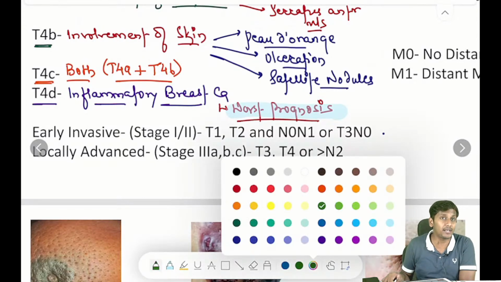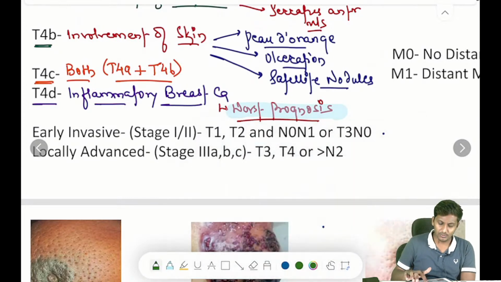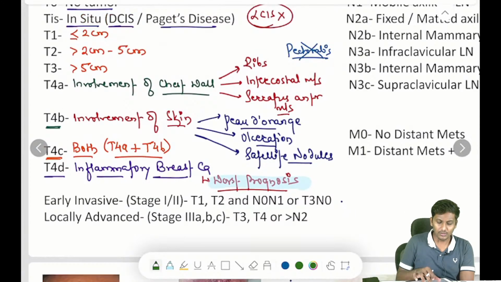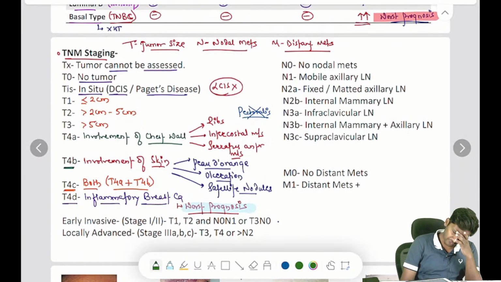And in inflammatory breast cancer we can even take a skin biopsy. Yes, we have to even take a skin biopsy in the patient along with the breast biopsy. No issues with this anybody? That has to be remembered. Okay, so this was easy. T1 less than or equal to 2 centimeter, T2 2 to 5, T3 more than 5, T4A chest wall, T4B skin, T4C both and T4D inflammatory breast cancer.